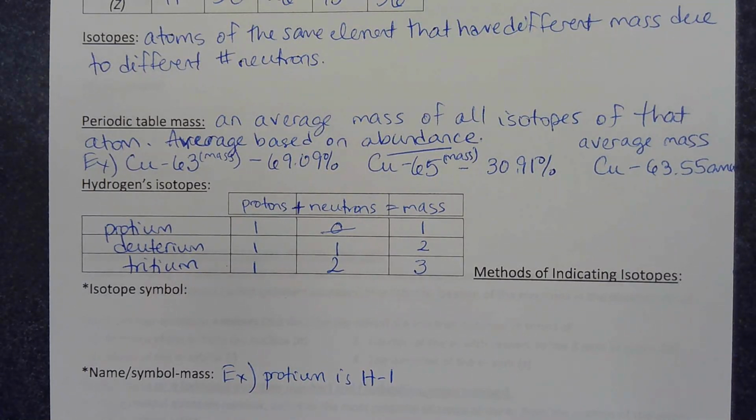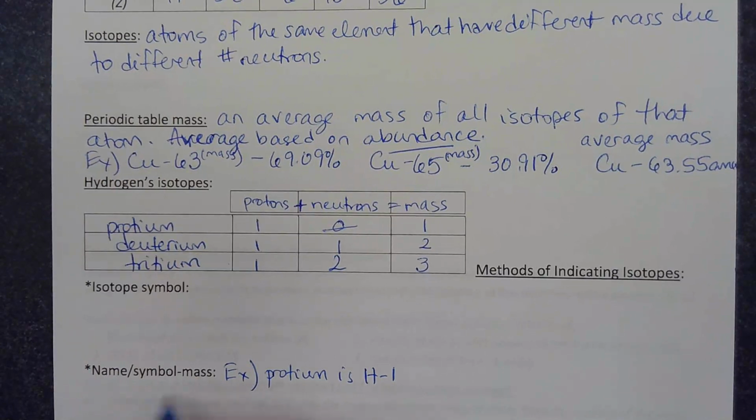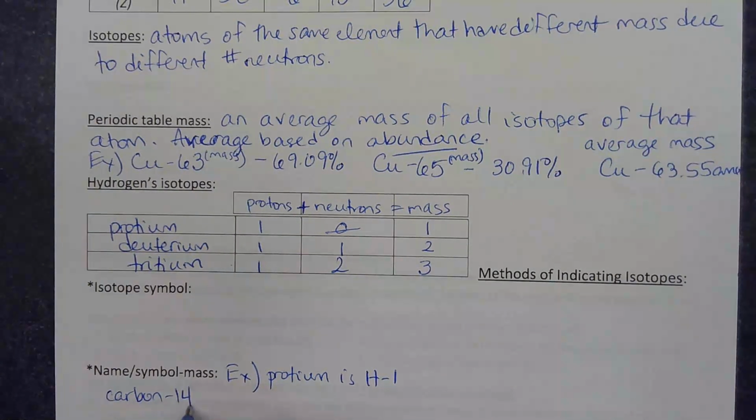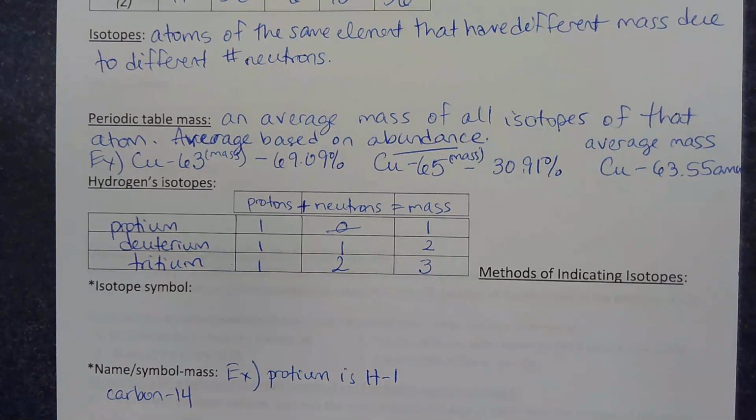Other ways you have actually heard of these before, I would bet. So these are all going to be examples here. Have any of you ever heard of carbon-14? Some of you have. That's the mass of that isotope of carbon. Now look at your periodic table and tell me the average mass for carbon. 12.01. So carbon-14 is a radioactive isotope that is used to date once living things. Carbon dating, that's exactly right.